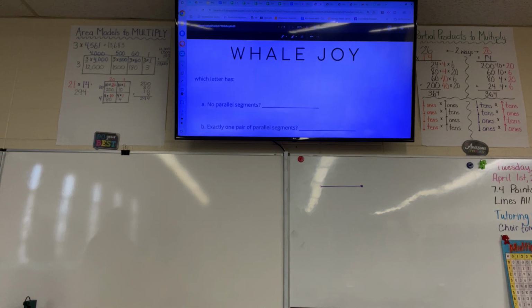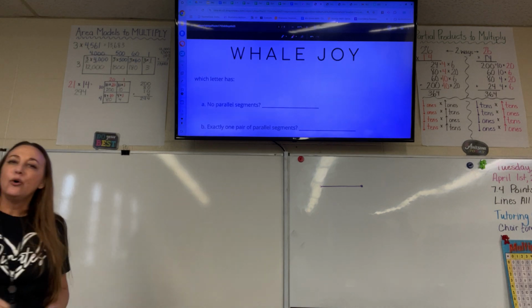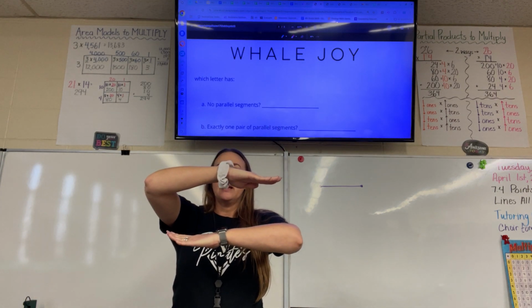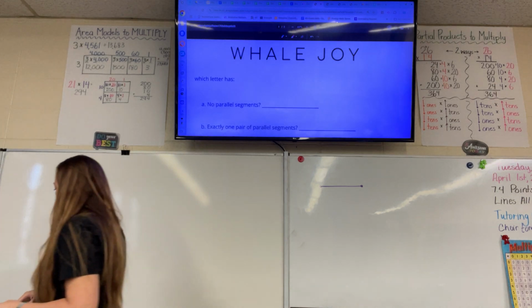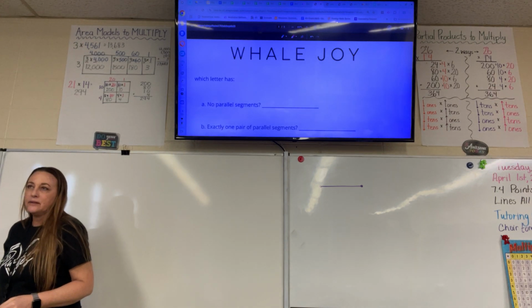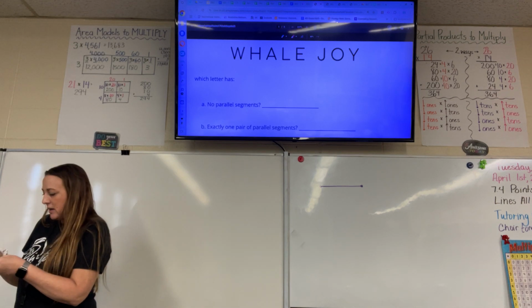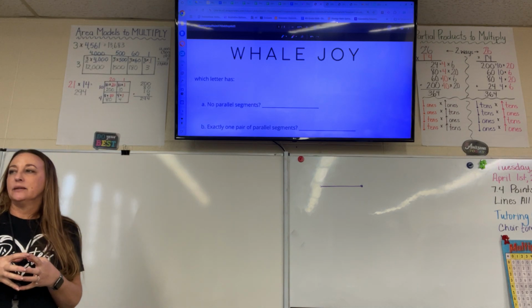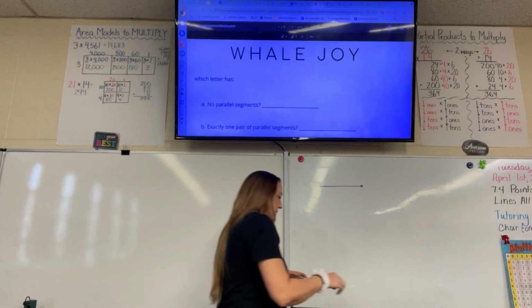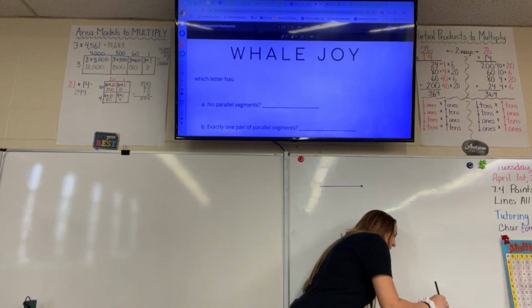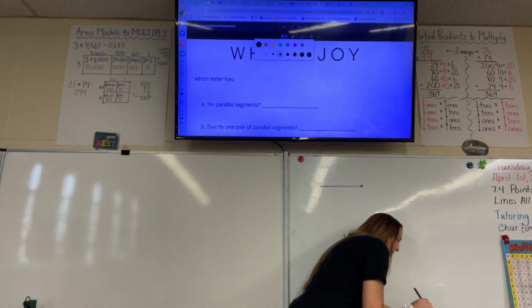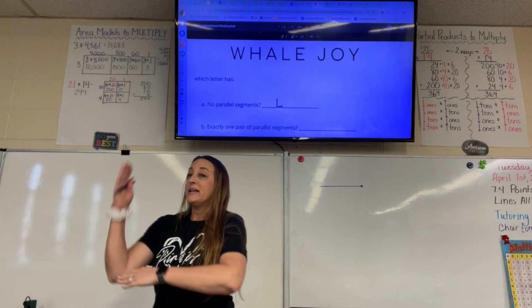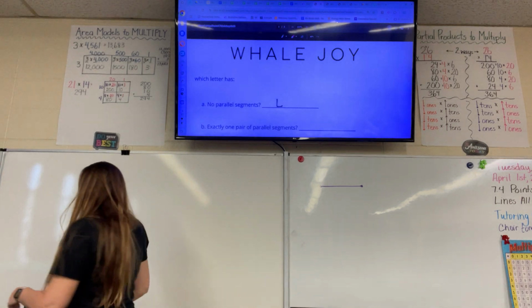I'm going to have you tell me which letter you see that has no parallel lines. So no lines that are like this, no lines that are like this. I'm going to pull sticks. Okay, so, Athena, give me one of the letters that has no parallel line segments. L. L, that is correct. L does not have any parallel line segments. So I'm going to write an L. It has 2 line segments, but they are intersecting. They cross. Okay?